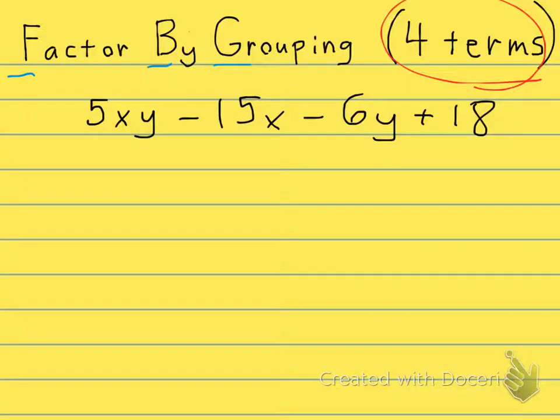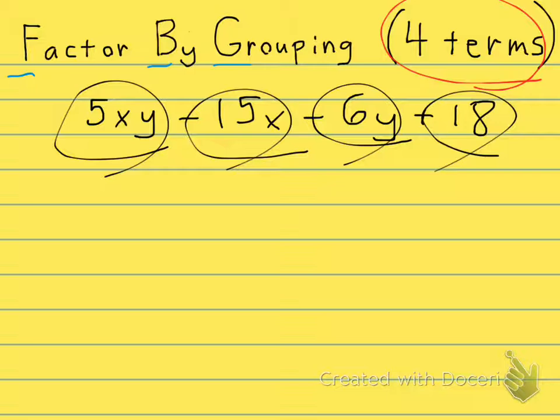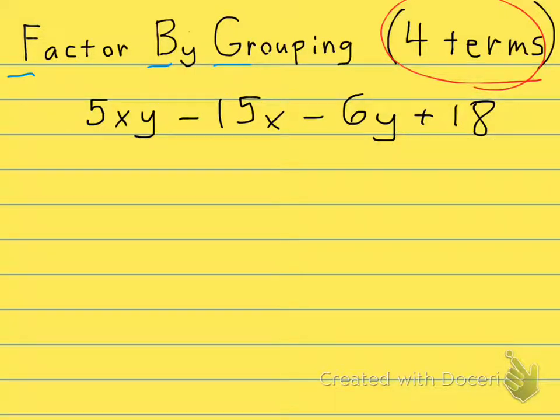Here is another problem that is factor by grouping. Whenever you see 4 terms, 1, 2, 3, 4, you should look to see if it's factor by grouping. And what I mean by grouping is I'm going to group the first two, and I'm going to group the second two. All right, I like to use red and blue like Spider-Man, factor by grouping.